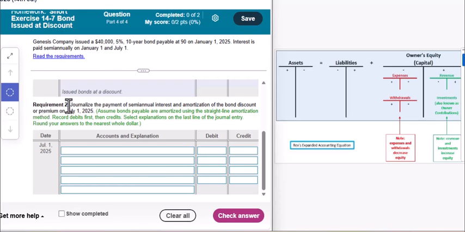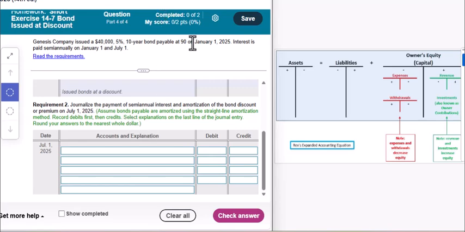So now for requirement 2, we journalize the payment of the semi-annual interest and amortization of the bond discount or premium on July 1st, 2025. Assume bonds payable are amortized using the straight line amortization method. Record debits first, then credits. Select explanations on the last line of the journal entry. Round your answers to the nearest whole dollar.